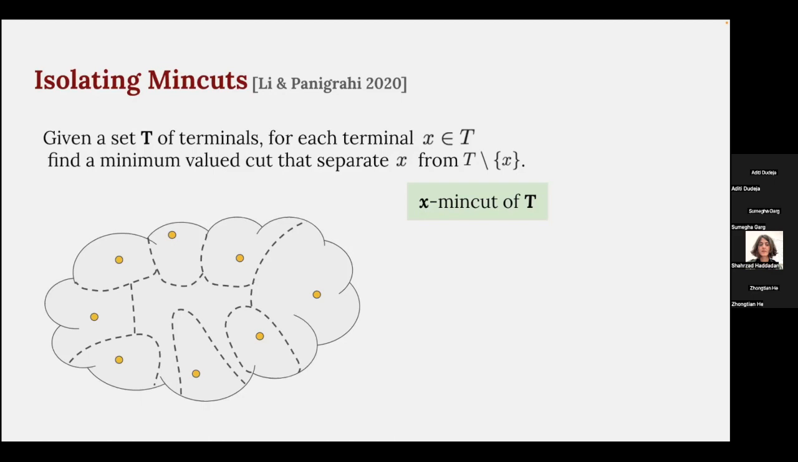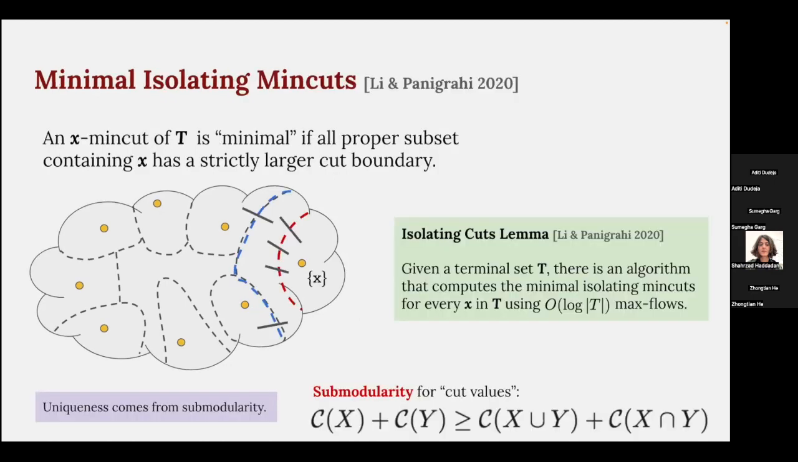Given a set of terminals, for each terminal X, we want to find the minimum value cut that separates X from the rest of the terminals. This is the definition of isolating min cuts, as the name suggests. We can also call it the X min cut of T. What the previous work did is find the minimal isolating min cuts.